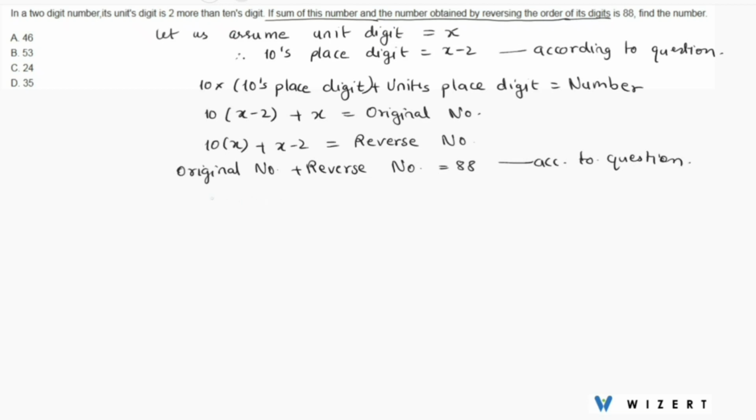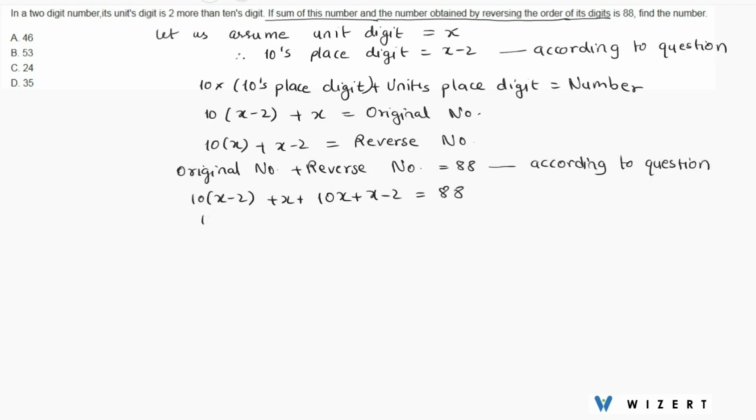So what we have: 10 into (x minus 2) plus x plus 10x plus (x minus 2) equal to 88. So let's see. This will be 10x minus 20 plus x plus 10x plus x minus 2 equal to 88. Now let's combine all the x terms. 10x plus x is 11x. Again 10x plus x is 11x. So we get 11x plus 11x is 22x minus 22 equal to 88.